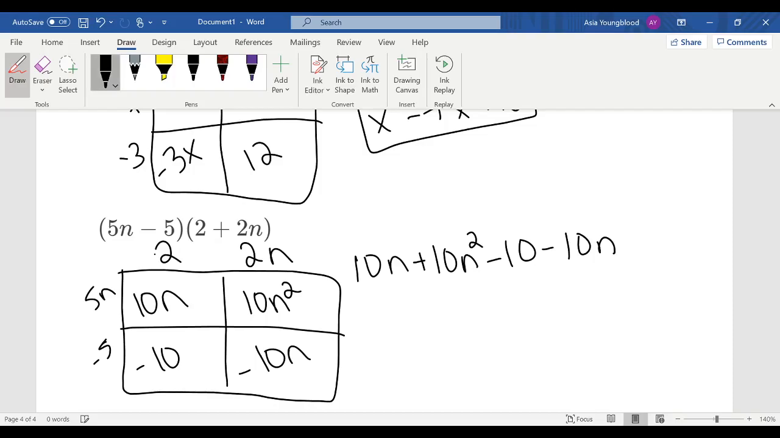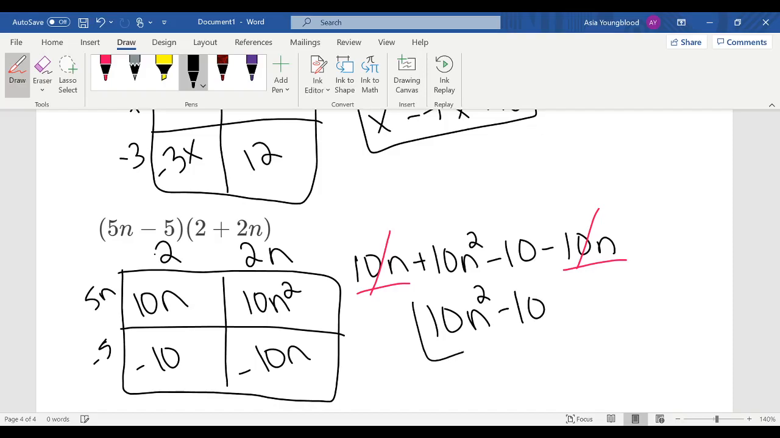So if we look here, we actually do have 2 like terms still, so our 2 like terms are 10n and negative 10n. So when we combine 10n minus 10n, these actually cancel. 10 minus 10 is 0, so those n's cancel out. So for this final answer, you should have 10n squared minus 10. So that's this final answer using the box method.